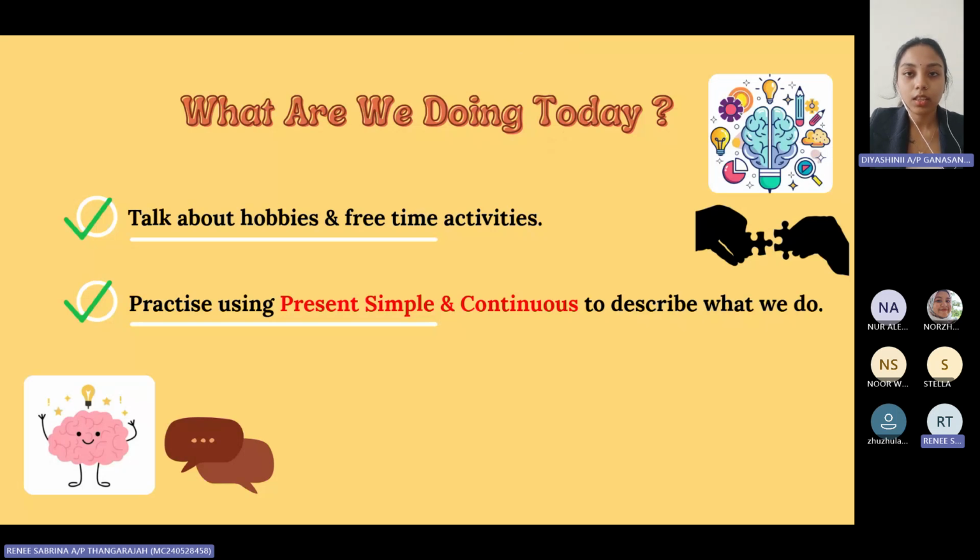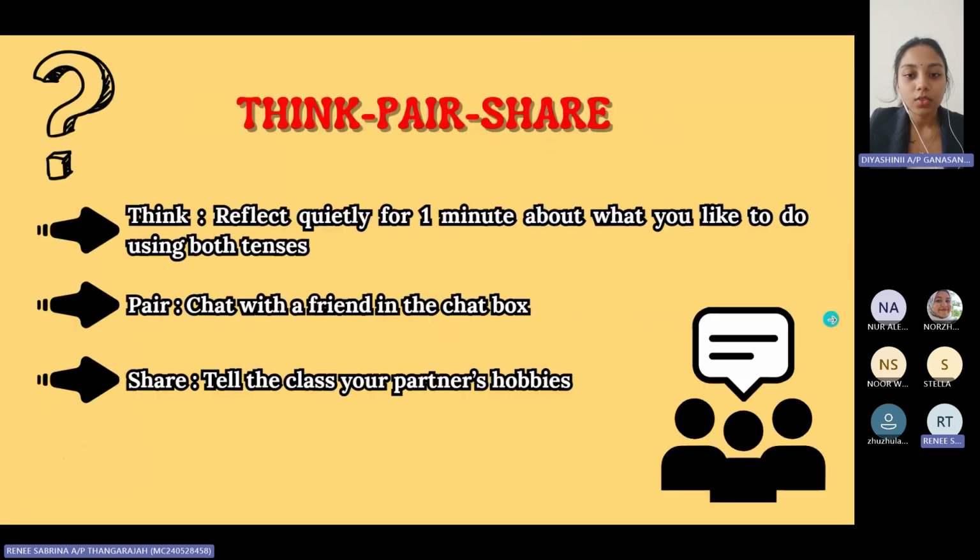Moving on to slide 3. The strategy that I came up with is very easy and fun. It's called think, pair, and share. There are 3 stages in this. The first one is think, where you will think or reflect quietly for a minute or two. Think about what you like to do using both tenses, and what your favorite things to do during your free time are. But remember to apply the tenses in it.